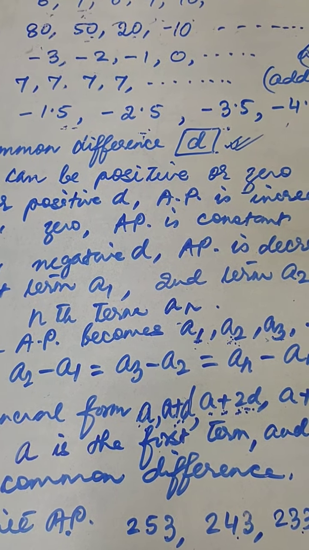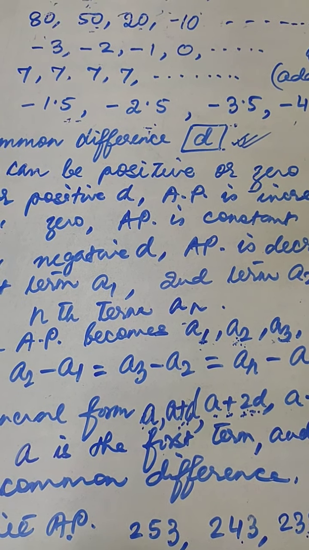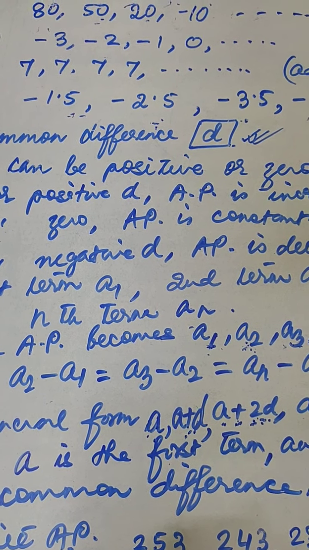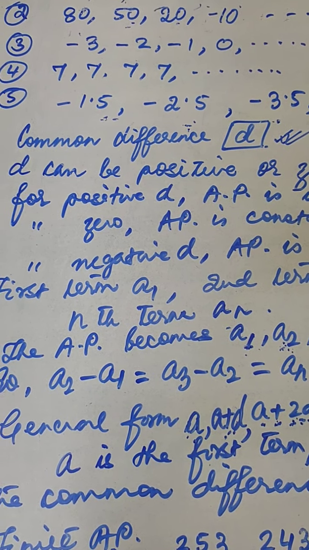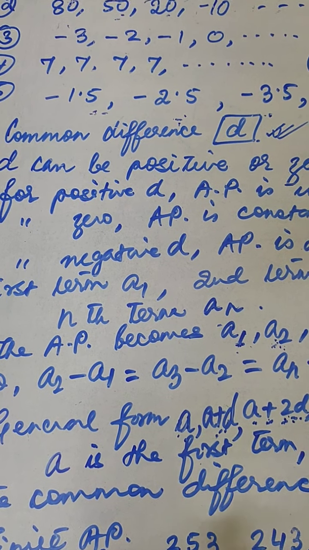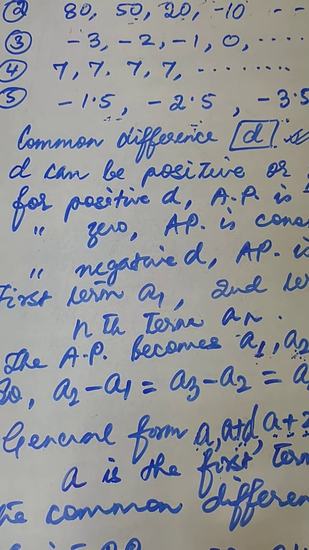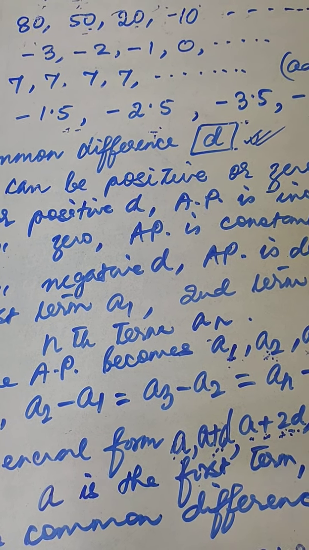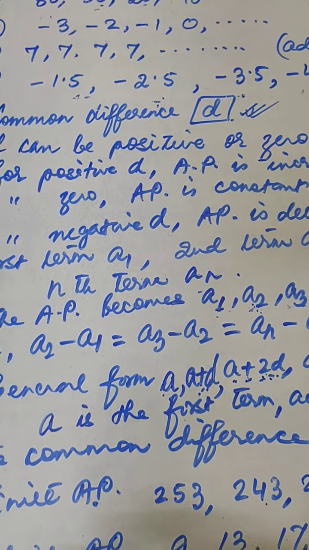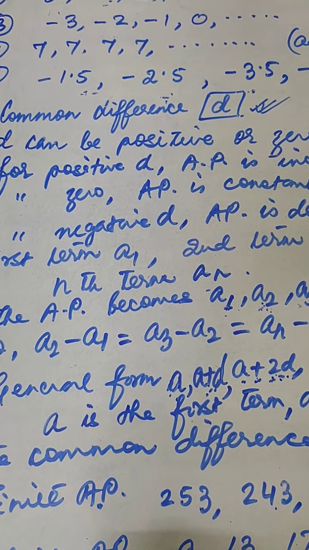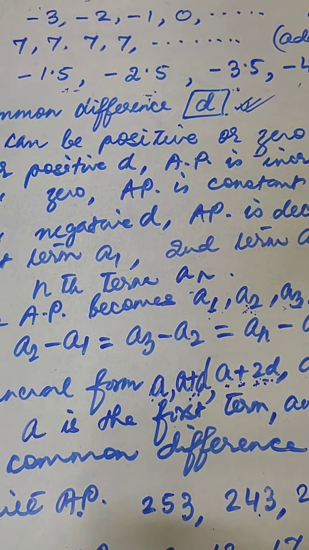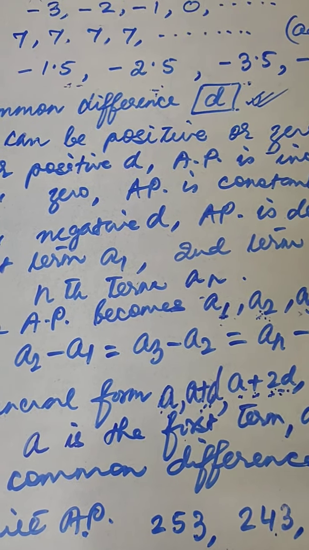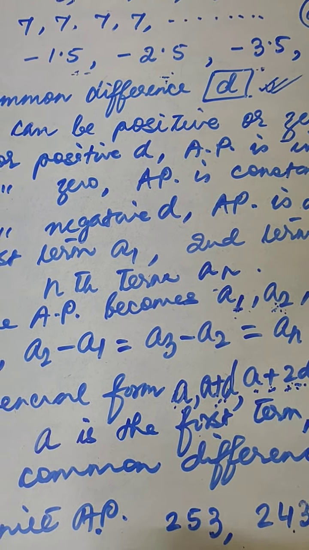Next one, minus 3, minus 2, minus 1, 0. So how are we getting the successive terms? By adding 1 to the preceding term. Then next we have all the terms are 7. That means each term is obtained by adding or subtracting 0 to the term preceding it. Then we have minus 1.5, minus 2.5, minus 3.5. So here what are we doing? We are adding minus 1 to each term to get the successive terms.